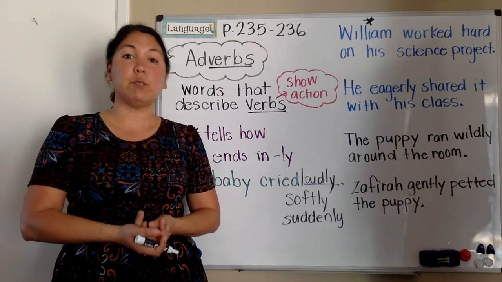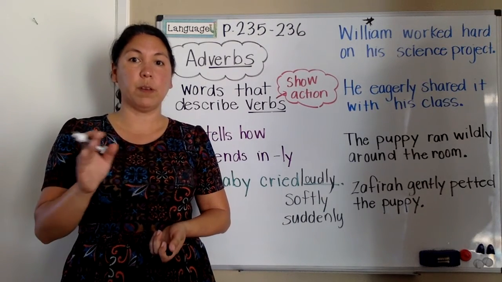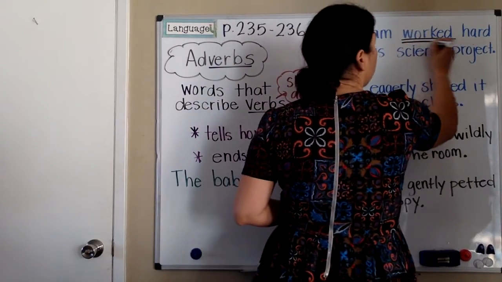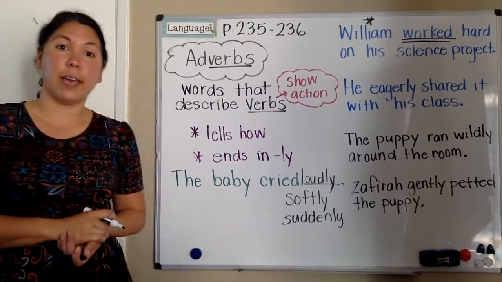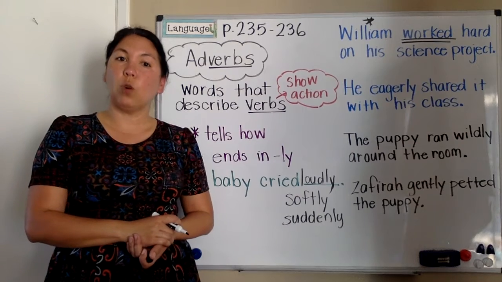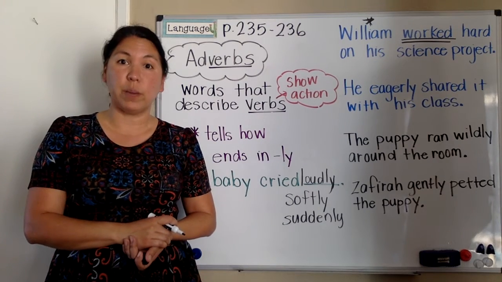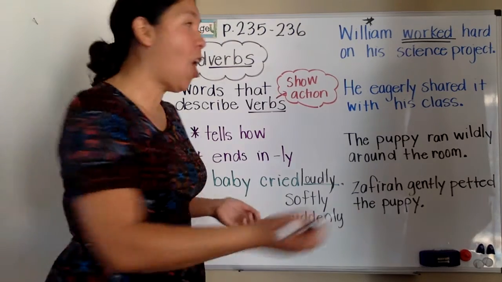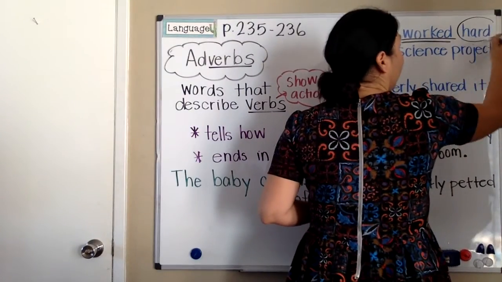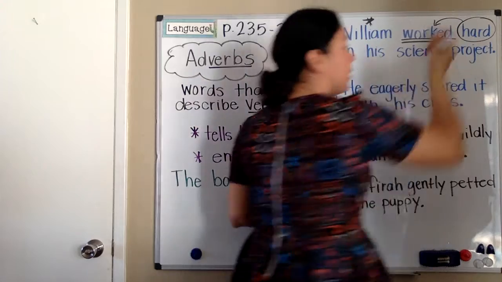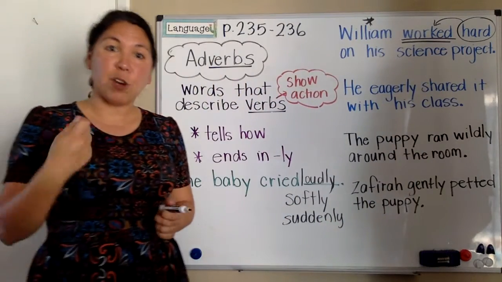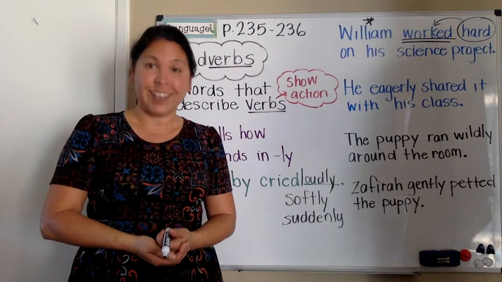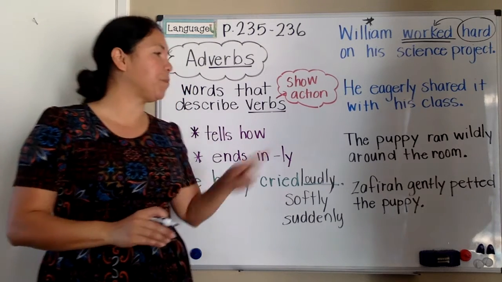Now what did William do in the sentence? William worked. So worked is my verb, okay? So we're looking for a word to describe how William worked. How did William work? He worked hard. All right, that means he was really focused. He didn't stop. He kept going, right? William worked hard on his science project. Good job. Okay, let's look at our next one.